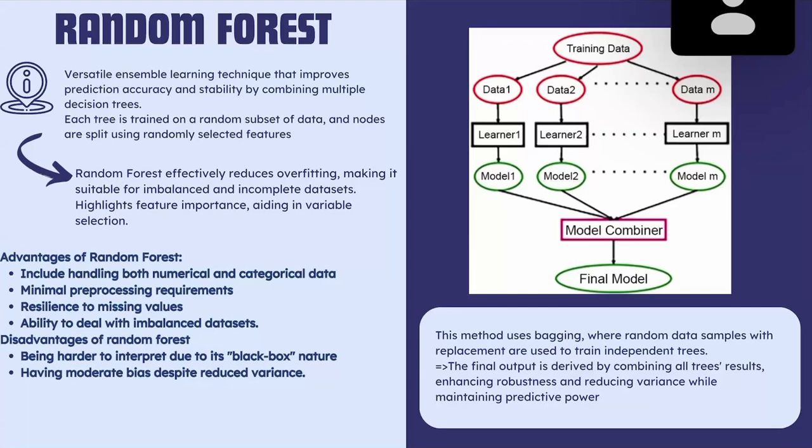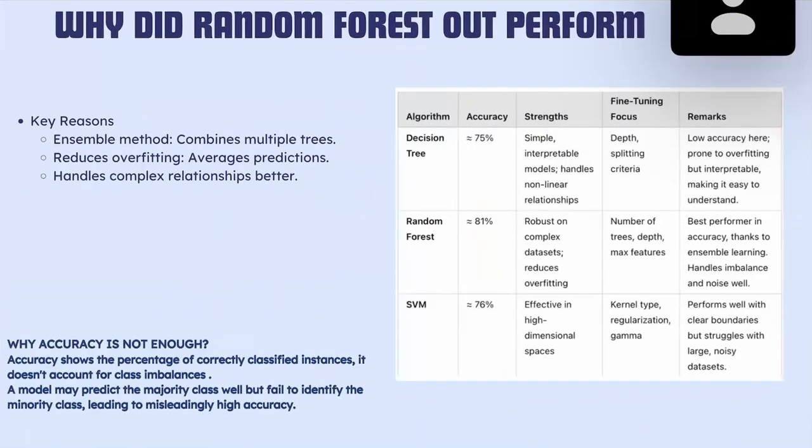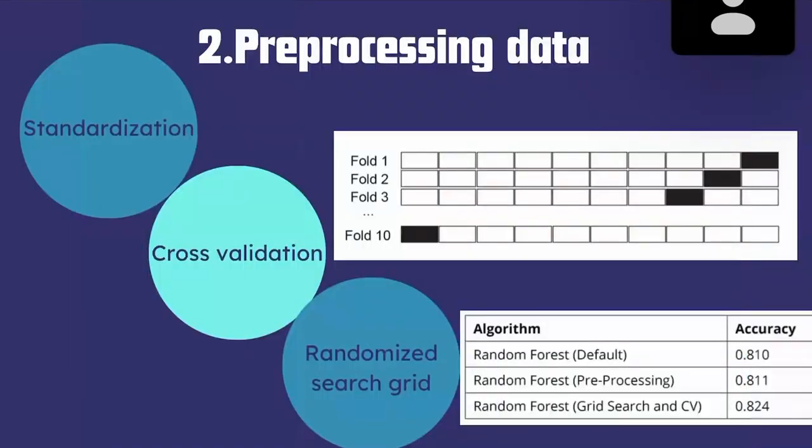So now we're going to talk about part 2, and this part talks about tuning machine learning models, which involves improving their performance by adjusting certain parameters. This includes steps like pre-processing data, selecting hyperparameters, and validating the model's ability to make accurate predictions on new data. Key techniques include standardization, cross-validation, and random grid search.